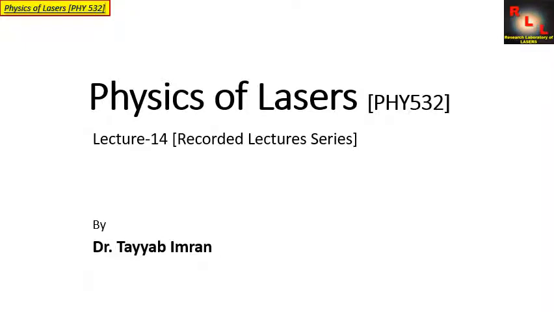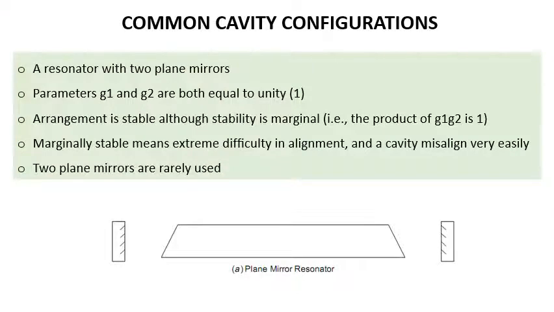This is lecture number 14, and if you remember, we started chapter 6, and this is a continuation of chapter 6. We have started discussion about the cavities, stable and unstable, and we also studied the criterion to find the stability of the cavity.